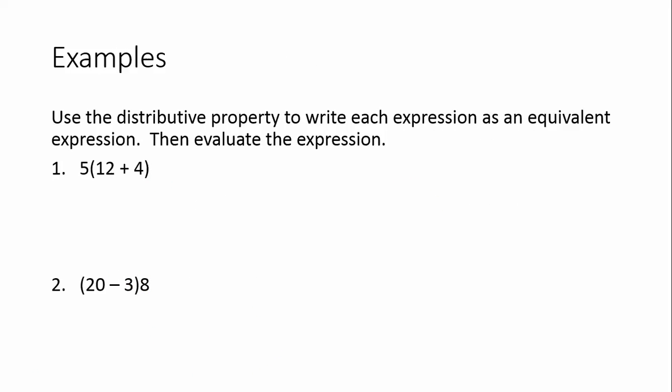So let's look at some examples. Let's use the distributive property to write each expression as an equivalent expression. Then we want to evaluate the expression. So when it first says we have to write each expression as an equivalent expression, that's taking 5 times 12 plus 5 times 4. This is writing it as an equivalent expression. Now we multiply. 5 times 12 is 60, plus 20, and that gives us 80.